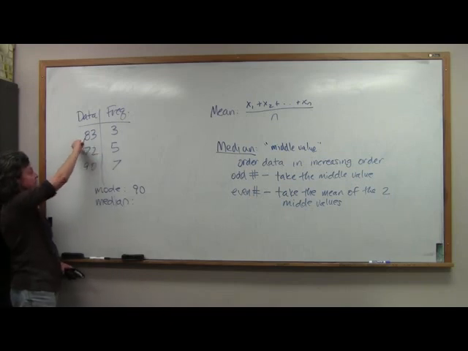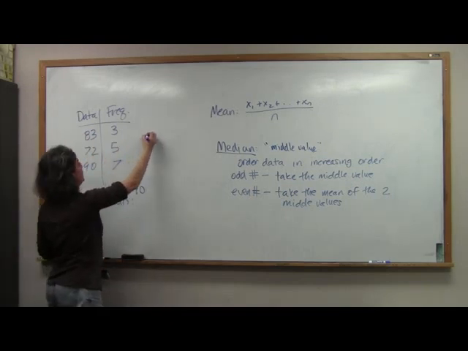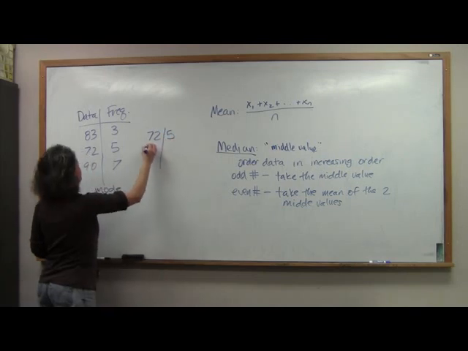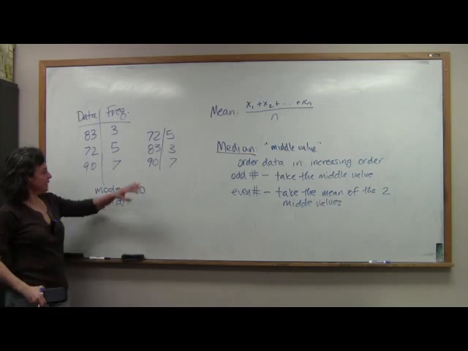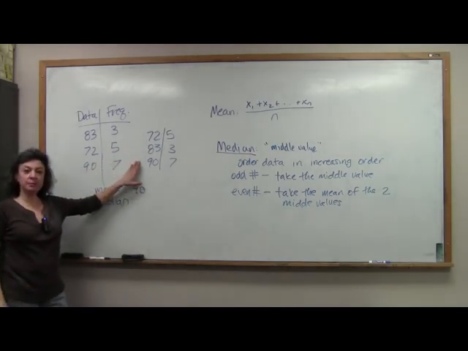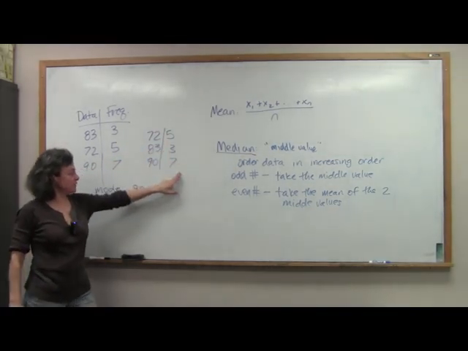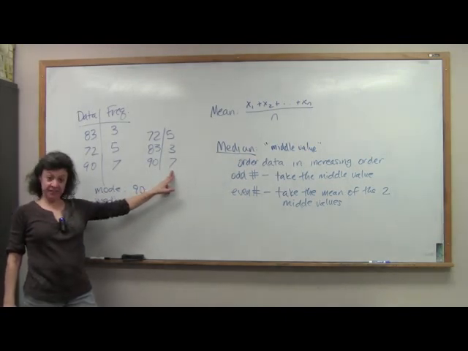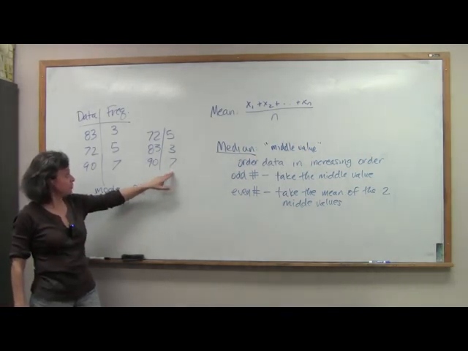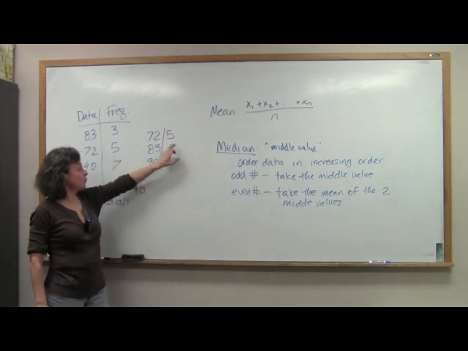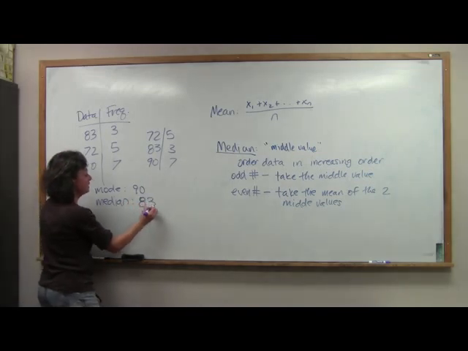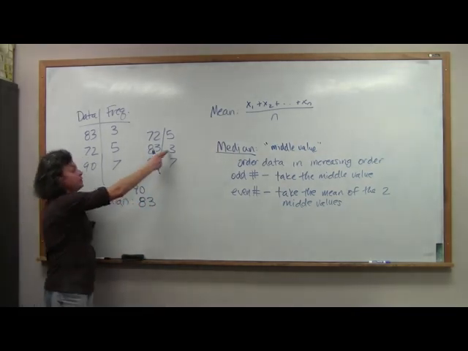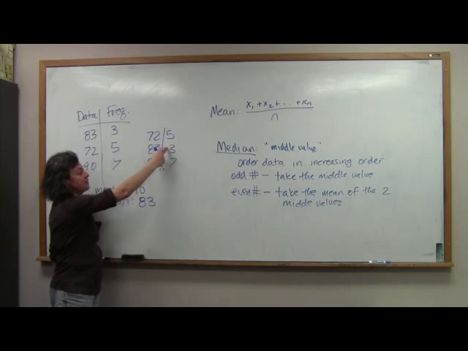Well, the first thing we would need to do is reverse these, correct? We'd have 5 people get a 72, 3 people get an 83, and 7 people get a 90. Again, you want to order them from smallest to largest. Now notice, we have a total of 15 data values here. So we know that our middle one is going to occur right here. So what we would have is that our median is an 83. Why? Because notice that the 7th and 8th data point fall right in here.